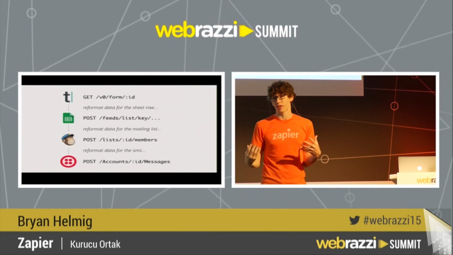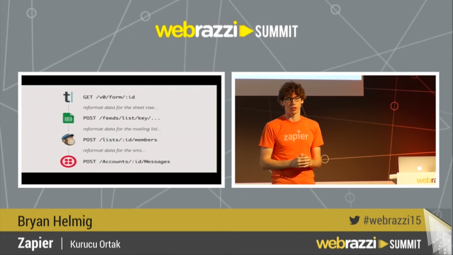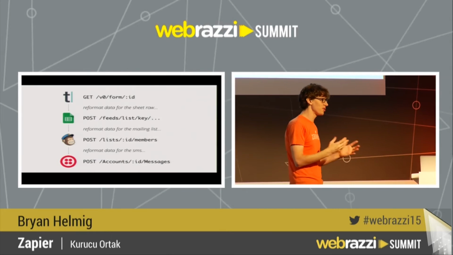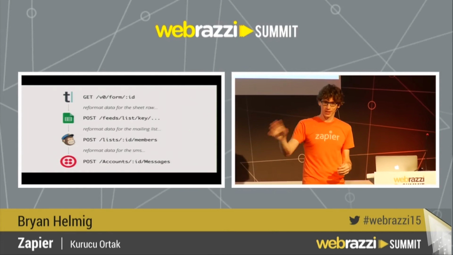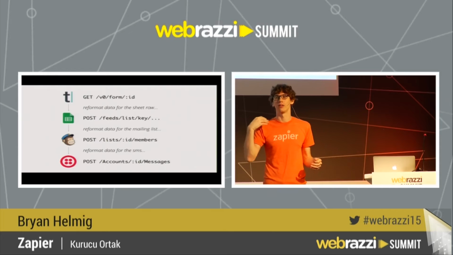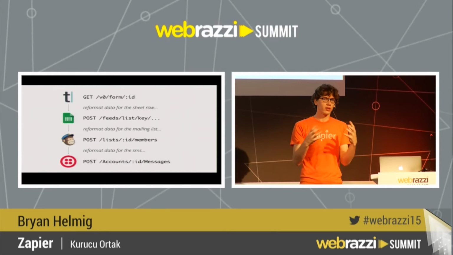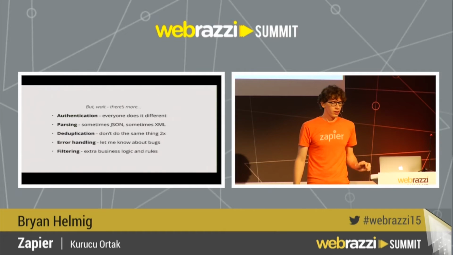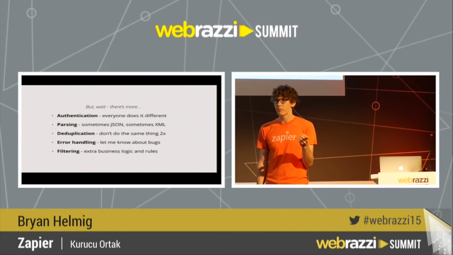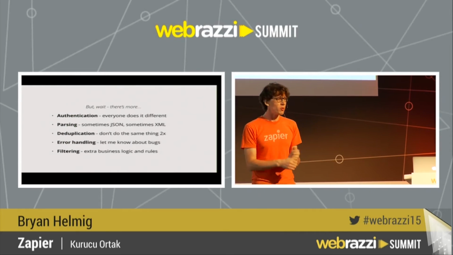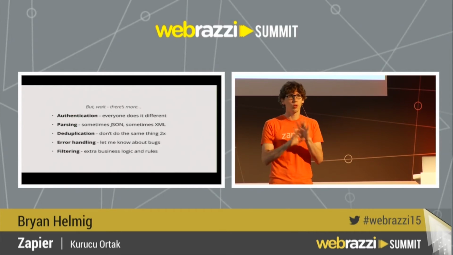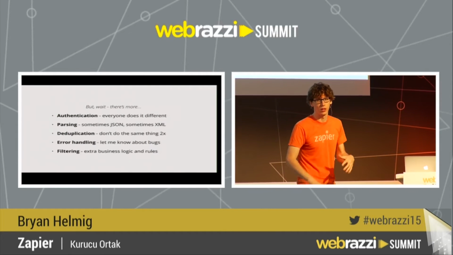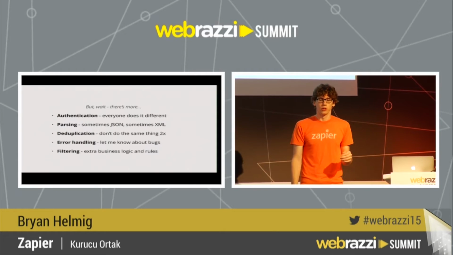The data that you get back from Typeform is absolutely not the same data that you're going to get from spreadsheets. So you have to completely reformat that data. It's also not the same format that you would get from MailChimp, and it's definitely not the same format you would have to send an SMS. So you have to completely rework the data that comes across. And that's not even it. On top of that, you have to handle authentication. Everyone does it a little bit differently. There's OAuth, there's basic, there's so many different types of authentication. You have to parse out the content. It might be JSON, it might be XML. Many different ways to do this.